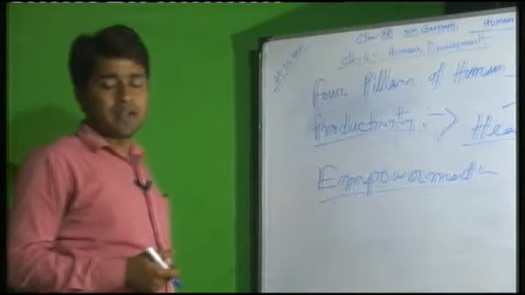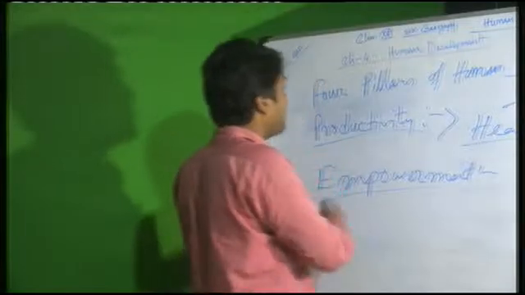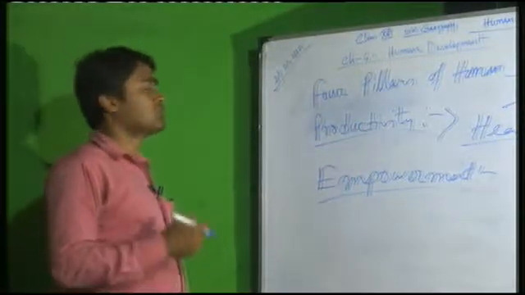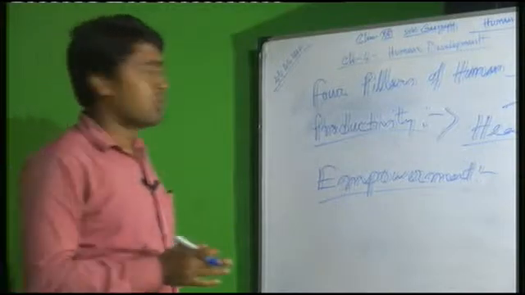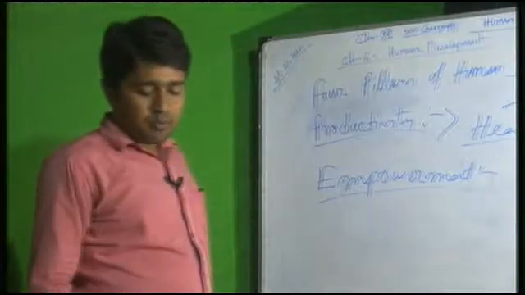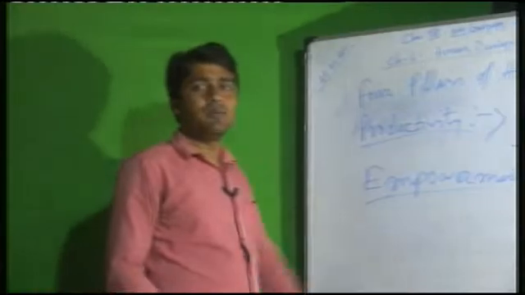So these four pillars, equality, sustainability, productivity and empowerment, you will read, and this is also very important. Up to this point we will discuss today, and next day we will start from the remaining portion of this chapter. Up to this point you will read; it is a very important chapter.